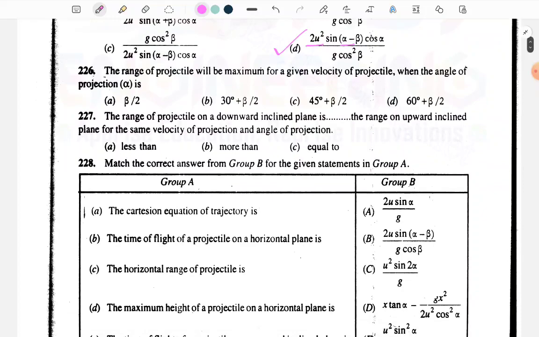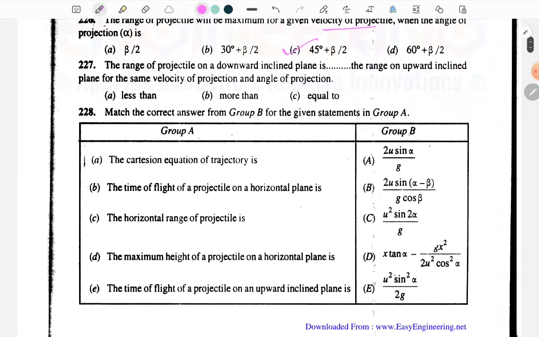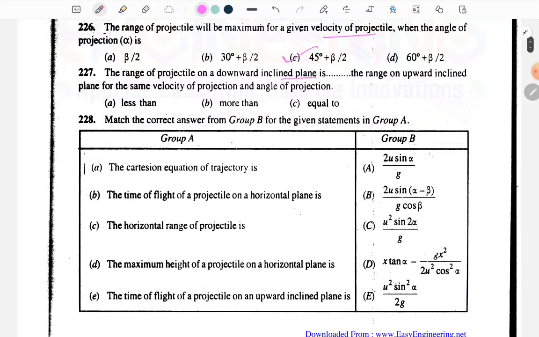226. The range of a projectile will be maximum for a given velocity of projection when the angle of inclination is 45 plus beta by 2. The range of a projectile on a downward inclined plane is dash. So 237 is A, less than the range of a projectile on an inclined plane for the same velocity of projection and angle of projection. For an upward inclined plane, the range will be more compared to a downward inclined plane. But now we are comparing downward to upward, so it is less.